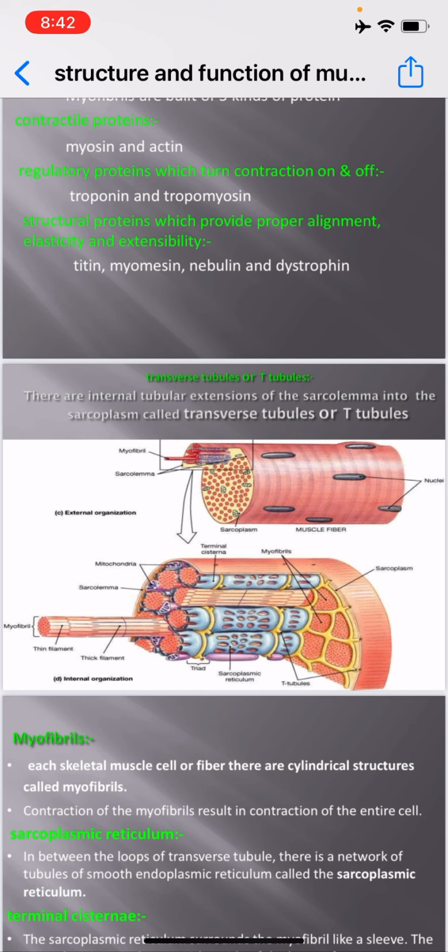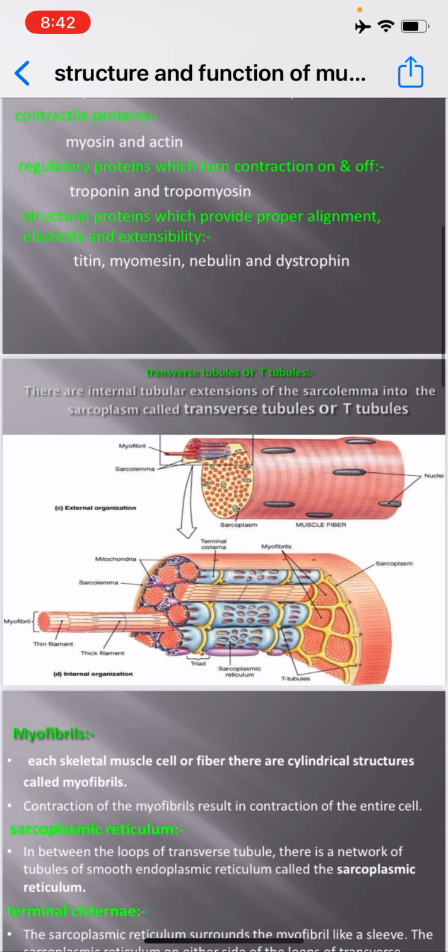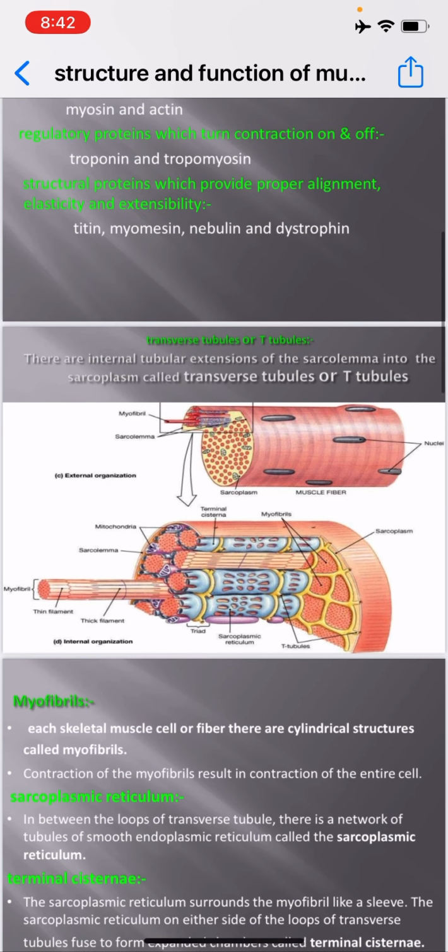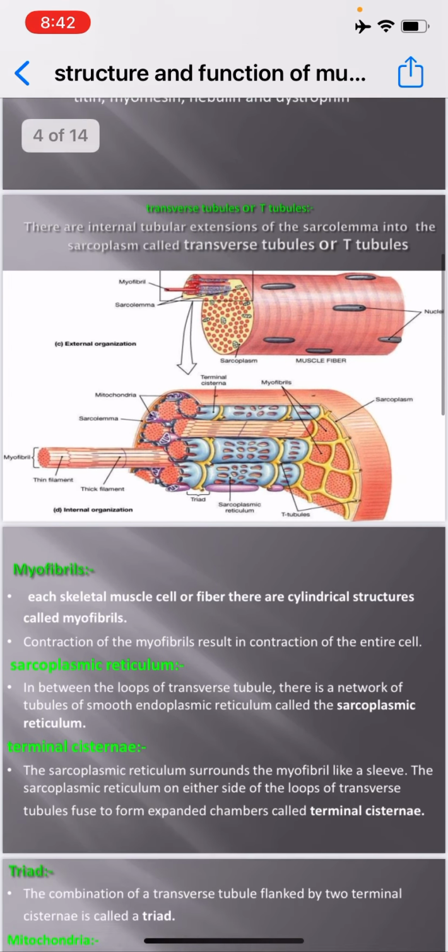These are the transverse sections of tubules. They are internal tubular extensions of the sarcolemma into the sarcoplasm called transverse tubules or T-tubules. This is the structure of T-tubules. ये सिर्फ मैंने समझाने के लिए यहाँ पे रखा है, इसको एग्जाम में बनाने की आपको ज़रूरत नहीं है.